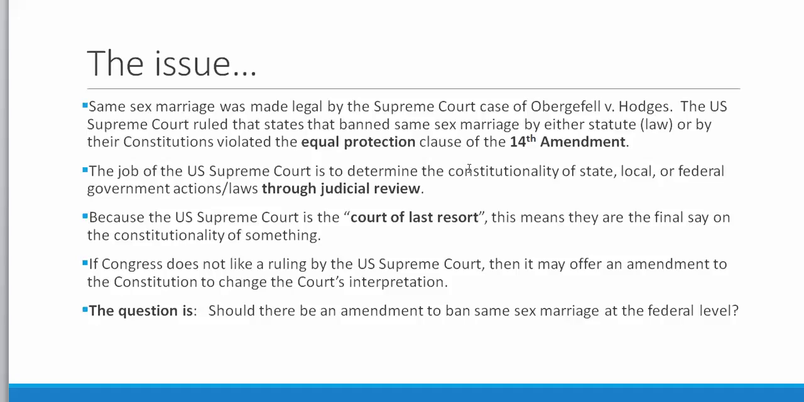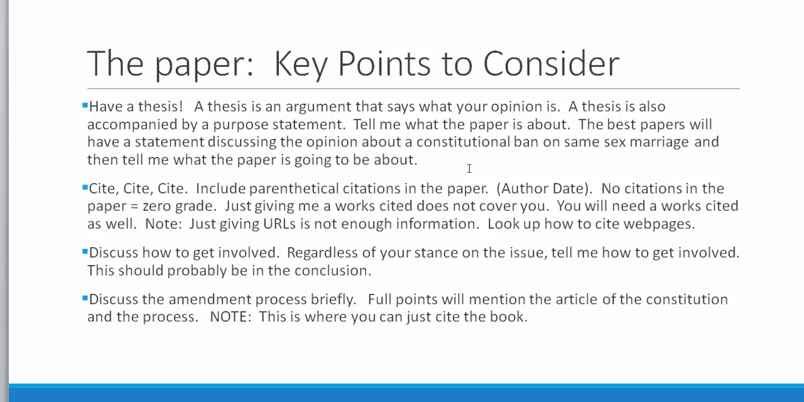So your question is, should there be an amendment to ban same-sex marriage at the federal level or at the state level? So think about what it takes to get a constitutional amendment, and should we have that? Now, the last thing that you need to consider is some points in the paper. Historically, these are some of the things that really mess people up.